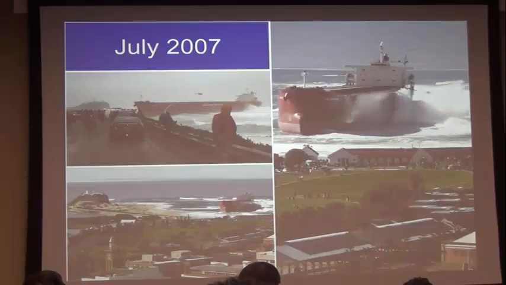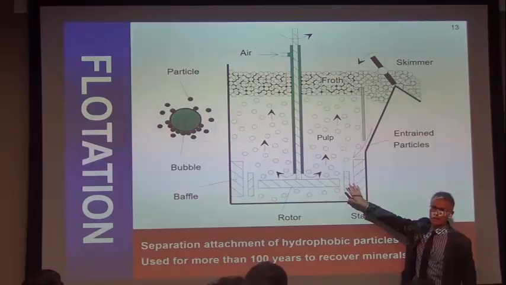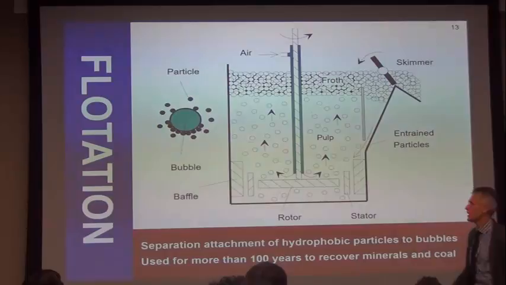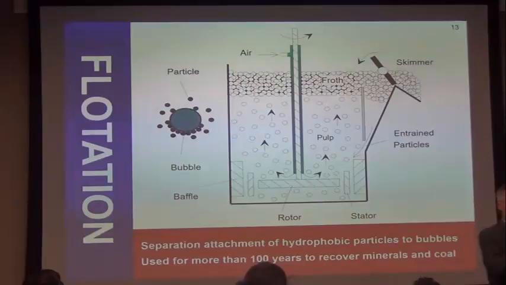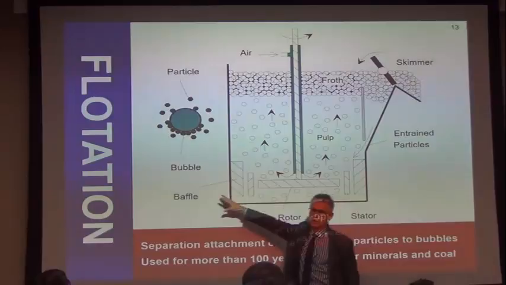Most of that coal, or a lot of that coal, gets processed. Why Australian coal is so good is because it has low ash, low sulphur, and because a lot of that is mineral processing. For those who are familiar with mineral processing, it's a separation process that is based on surface properties. You have a hydrophobic mineral that you want, you suspend it in the water, you agitate it, keep it suspended, you put bubbles through it, and those hydrophobic particles want to attach themselves to the bubbles.